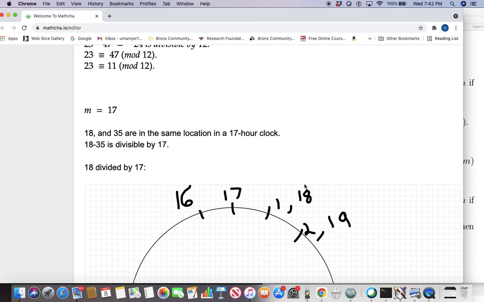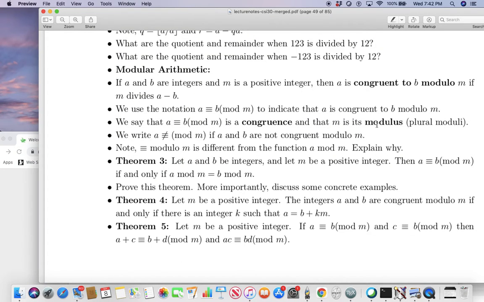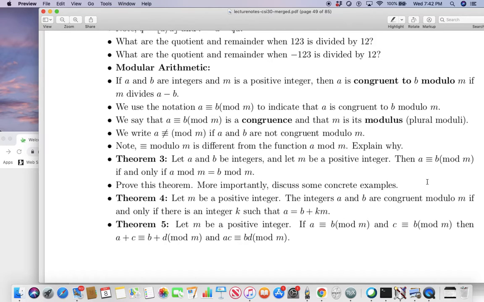So 18 minus 1 is divisible by 17. 18 and 35: the difference is also divisible by 17. So 1, 18, 35 all land on the same 1 o'clock. 2, 19, 36, 53 will all land on 2 o'clock. Okay, so that's what congruence modulo m represents.